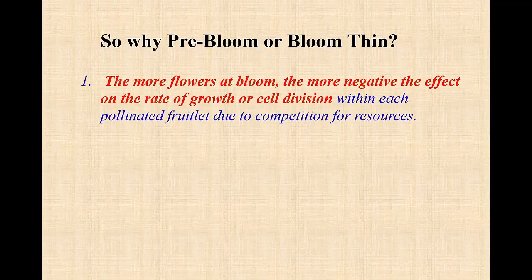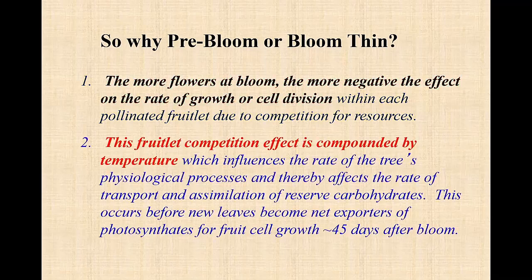So why pre-bloom thin, or bloom thin? Of course, the more flowers at bloom, the more negative the effect on the rate of growth and cell division. For the first 45 days from bloom on, the peach tree is using reserves. The new leaf production doesn't really have a positive effect on sugar accumulation until about 45 days. So for the first 30 days or so, they're relying totally on stored carbohydrates. The more flowers you have, the more dilute the carbohydrates for each flower, and then your cell division suffers. I have a lot of data, which I don't have time to show you, but that's very much true.